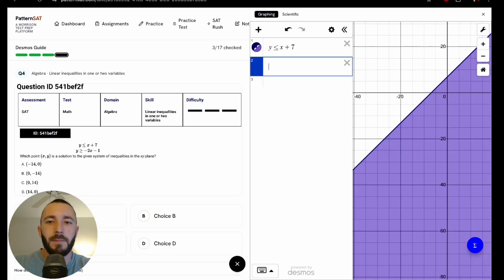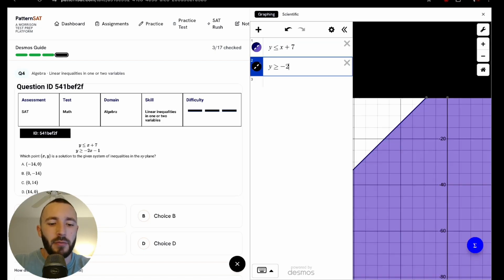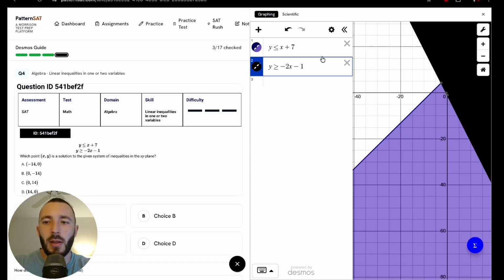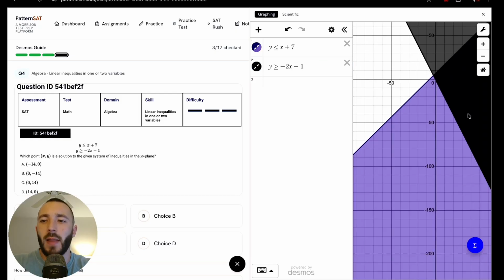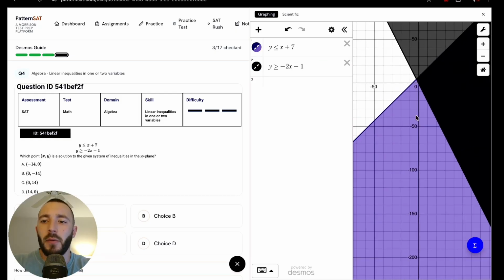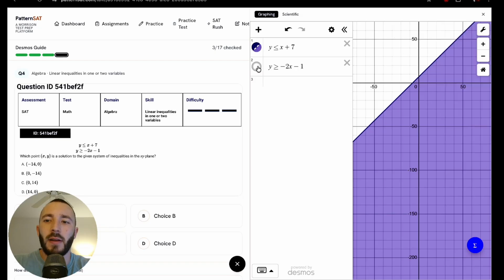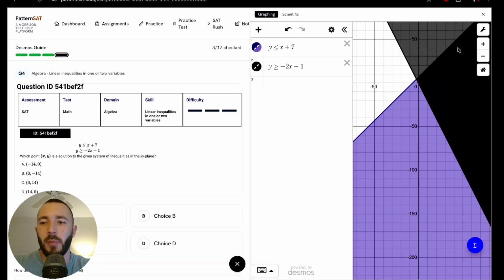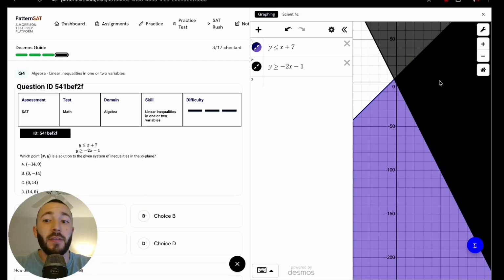x plus 7. The next one is y is greater than or equal to negative 2x minus 1. Now, we are concerned with the overlapping shaded area. So the purple is everything that satisfies that first inequality. The black is everything that satisfies the second one. And this really dark black purple thing is what satisfies both. And the question is, what point is a solution to both? So it has to live inside this super dark area.